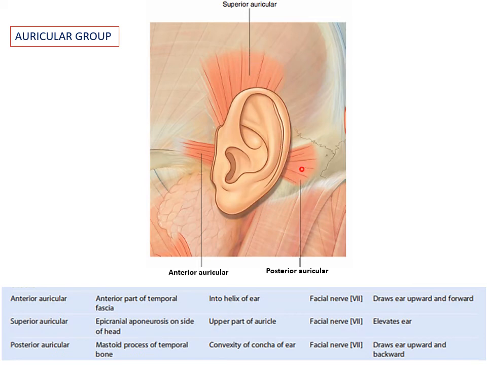The other muscle is the posterior auricular muscle. It is present on the posterior aspect of the ear, and it arises from the mastoid process of the temporal bone and is inserted into the convexity of the concha of the ear. It is supplied by the facial nerve, and its function is that it draws the ear upward and backwards.